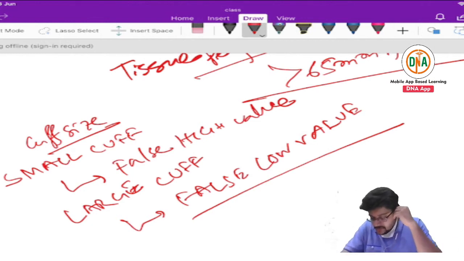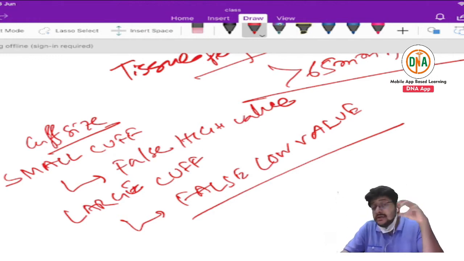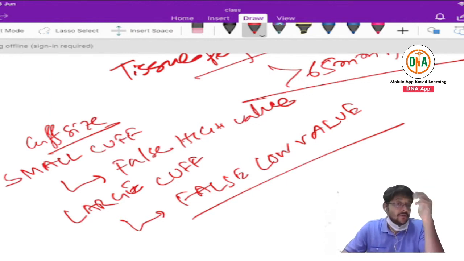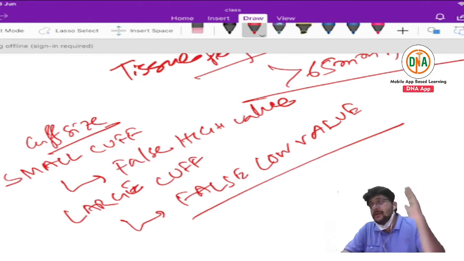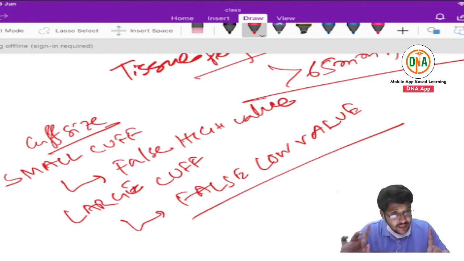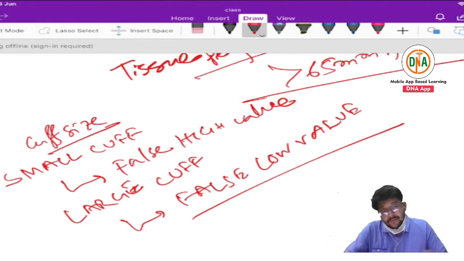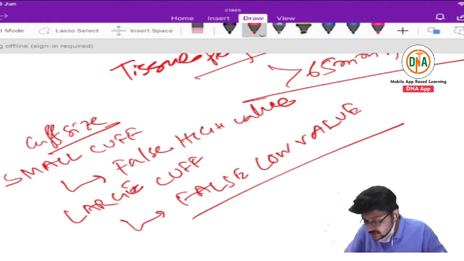Why 1/3 of SBP and 2/3 of DBP? Exactly, you see, mean arterial pressure. For this, every moment we have to take a mean, and with the help of calculus we calculate the mean arterial pressure. 1/3 of SBP and 2/3 of DBP is the easiest way to remember, because total systole time is less and total diastole time is more. So from 1/3 of SBP and 2/3 of DBP we can get this. Any further question?